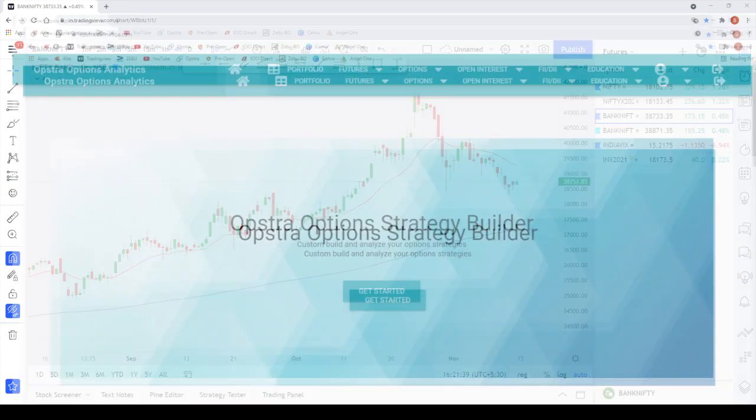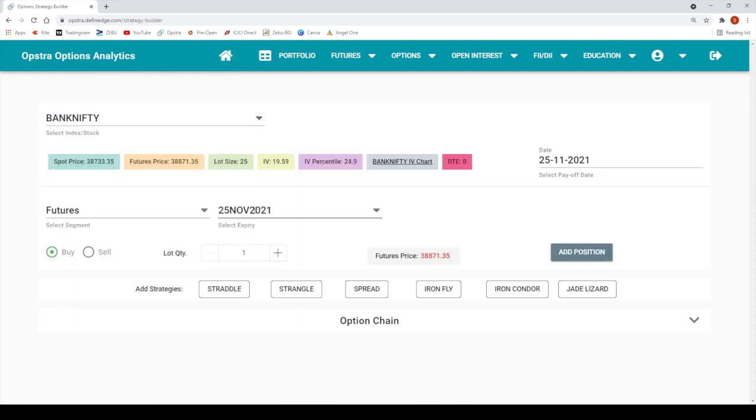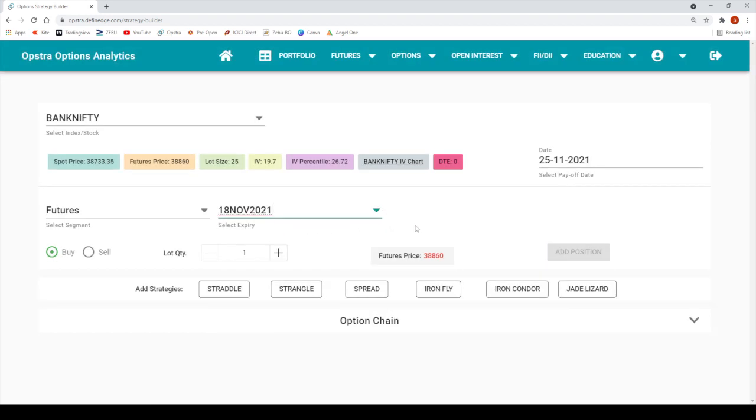First we will see how to create a strangle. I have opened Opstar here. I will select Bank Nifty, and you can create a strangle in monthly expiry or weekly expiry. Today I am going to explain in the weekly expiry, so I am selecting 18 November. Today is Saturday, so already one day is over. Usually you can create any option selling strategy on the previous Thursday or Friday morning because the premiums will be more. So for demo purposes, I am creating it today.